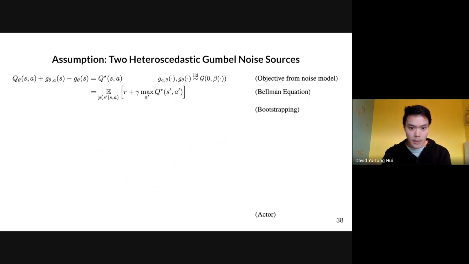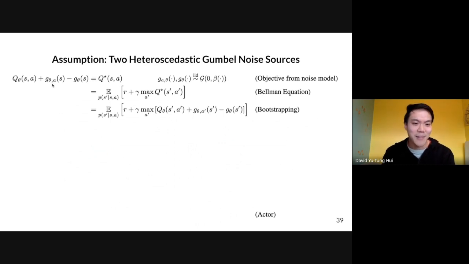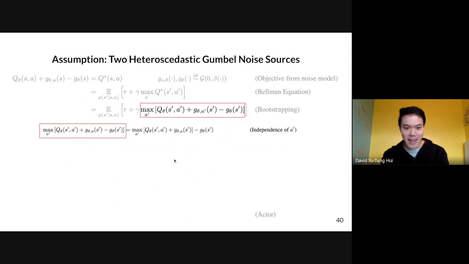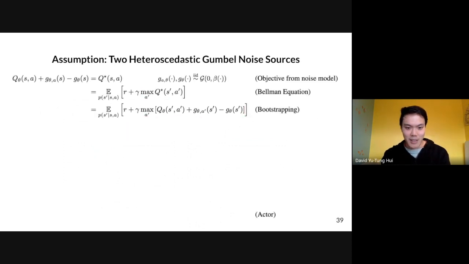So yeah, I know what you're all thinking. You're thinking, why on earth is he talking about these two Gumbel noise sources? Where does that come from? Why is he really doing that? And the reason why is because we want to get an analytic solution for what's happening when we approximate this Q star here with Q theta.